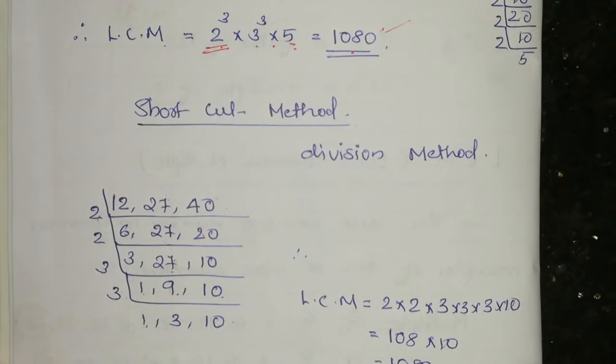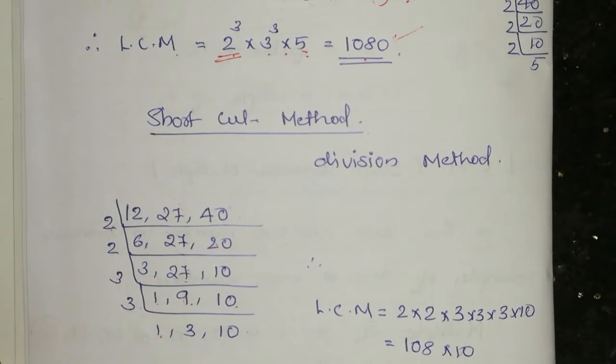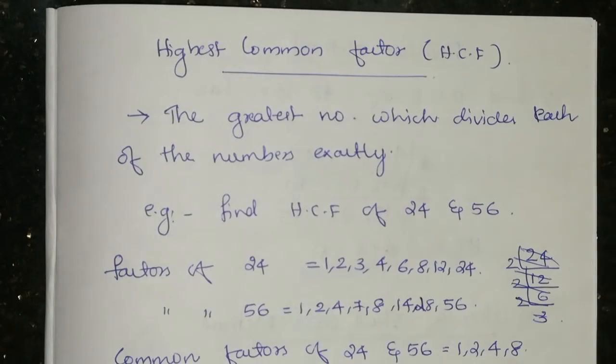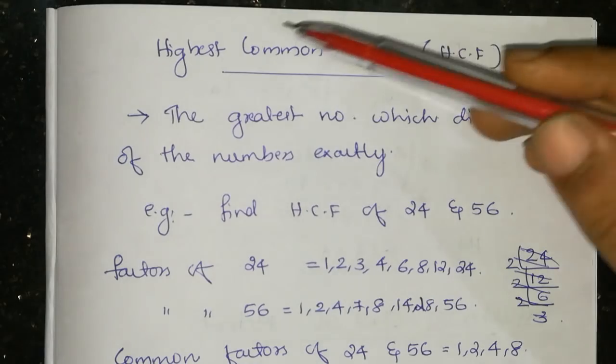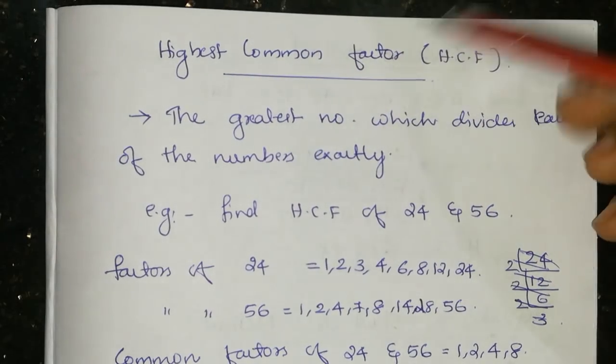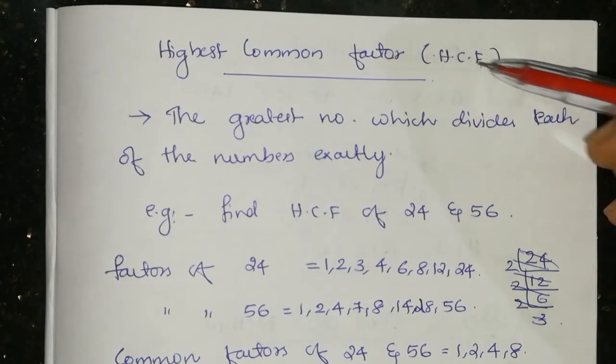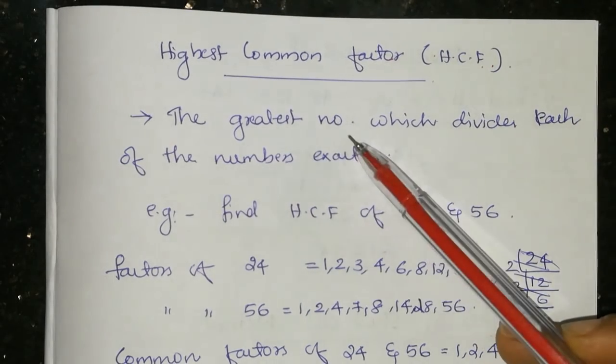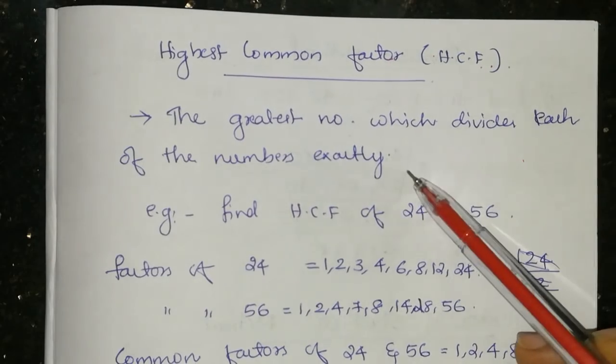ഓക്കെ, so this is the shortcut method to find the LCM. Next we need to study about the highest common factor. Highest common factor, so the highest number in the common factors, and that is the HCF. Okay, so HCF is the greatest number which divides each of the numbers exactly.